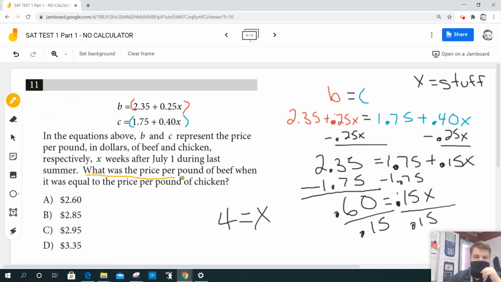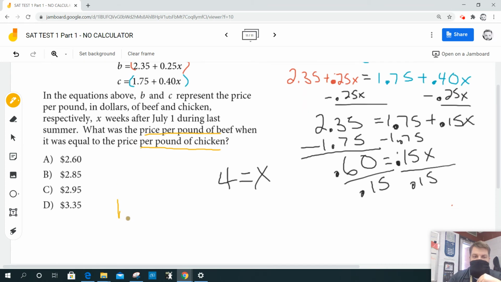It says, what was the price per pound of beef, price per pound when it was equal to the price per pound of chicken? How do I find that? Well, I know what the price of beef is. The price of beef is equal to 2.35 plus 0.25x. Man, if I only knew the value of x. Oh, wait, I do. When do they equal each other? After the 4th week. x equals 4.